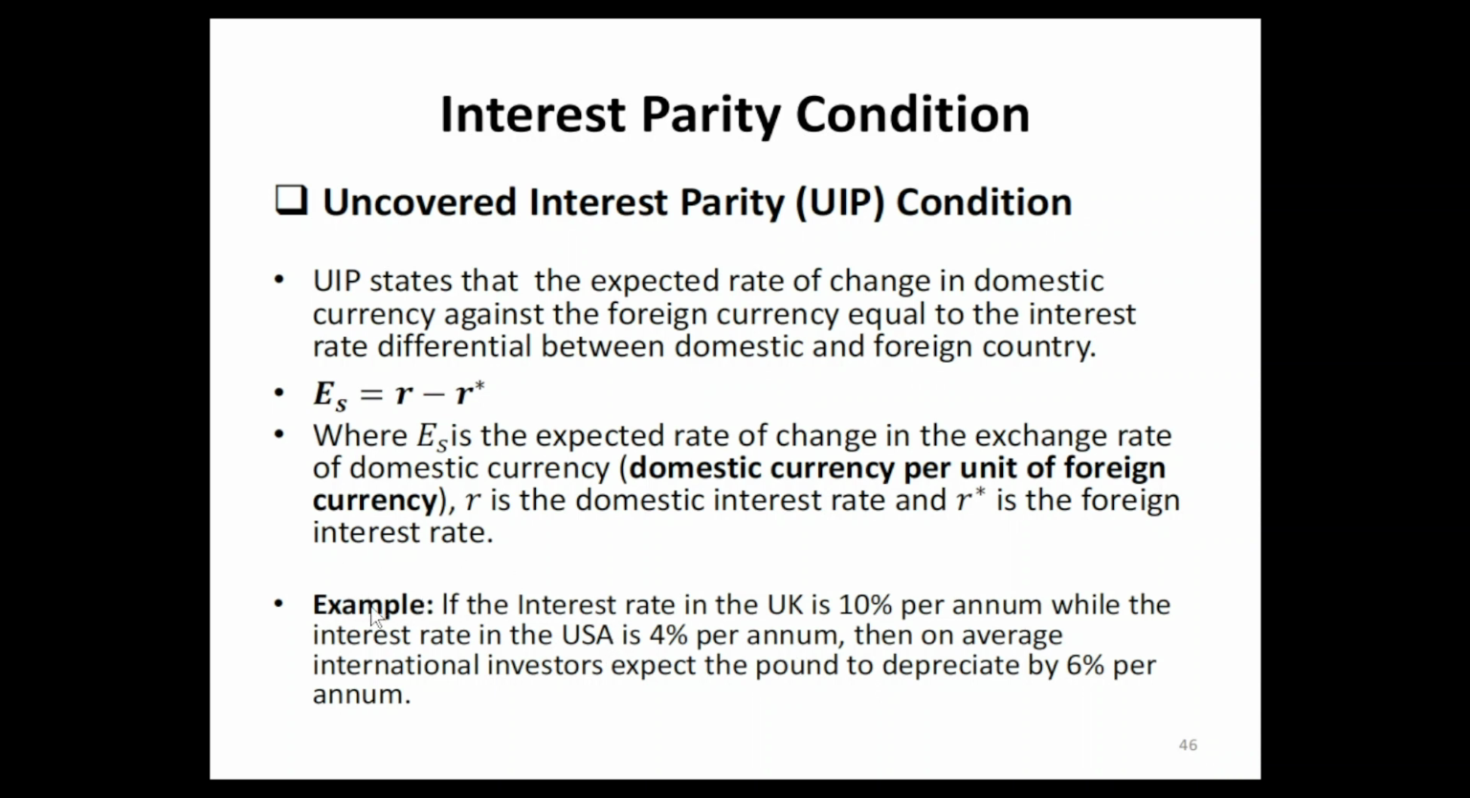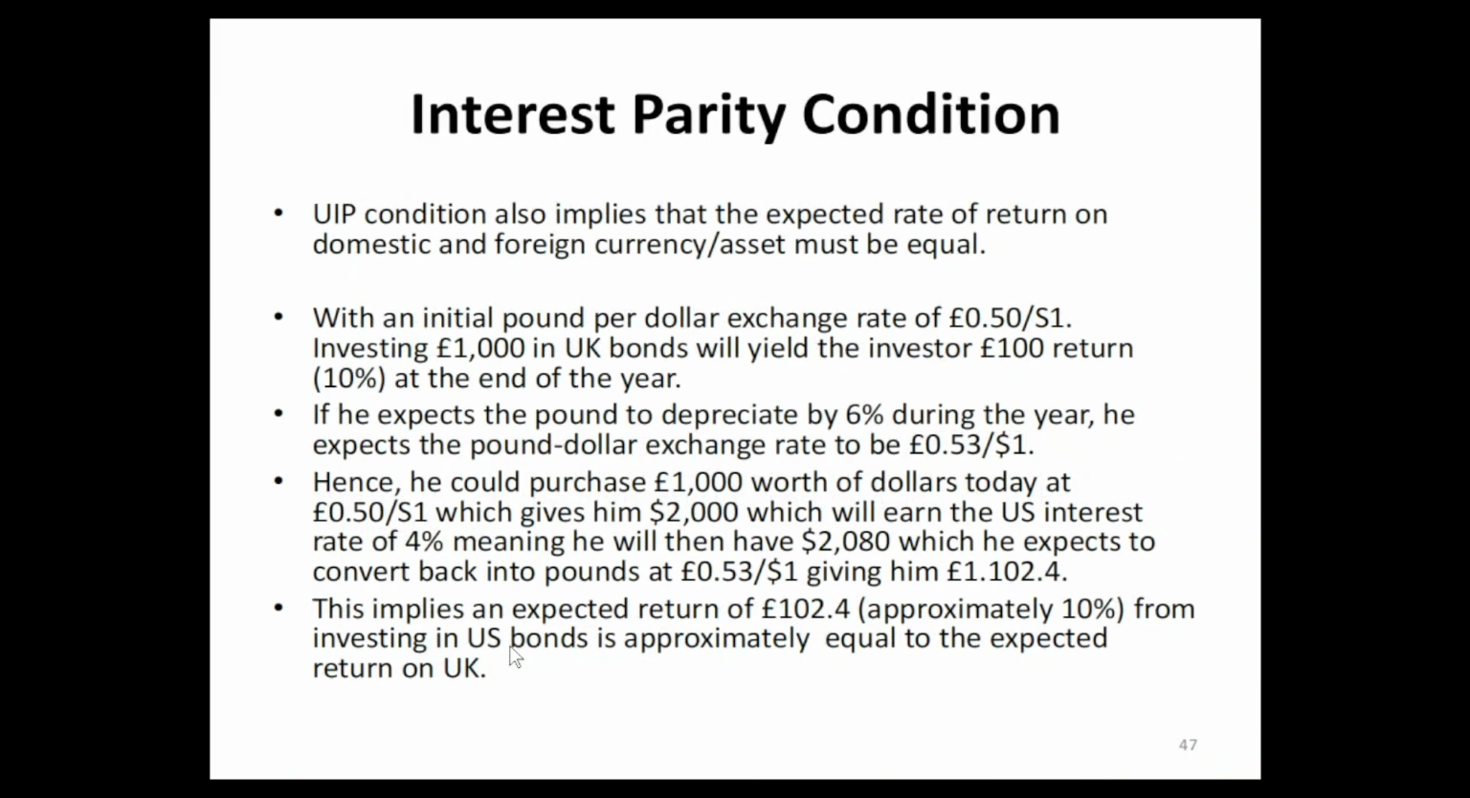For example, if the interest rate in the United Kingdom is 10% per annum whereas the interest rate in the United States is 4% per annum, then on average international investors expect the pound to depreciate by 6%, right. 10% minus 4%, right. In this way we can get it.